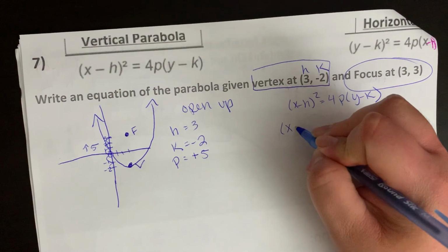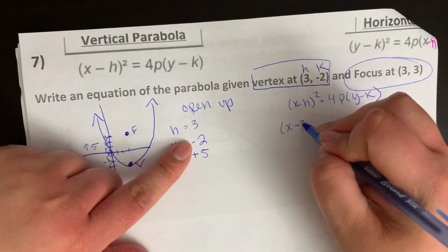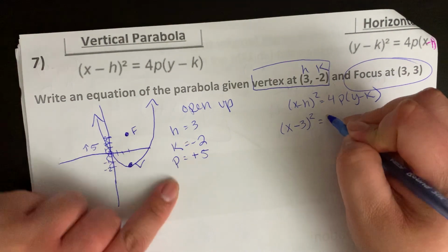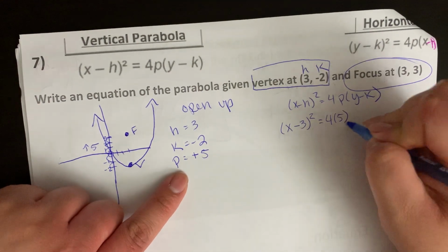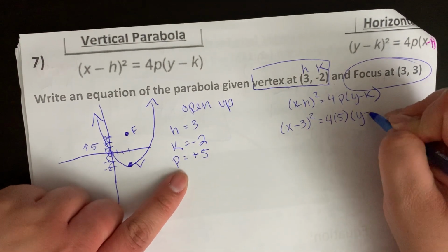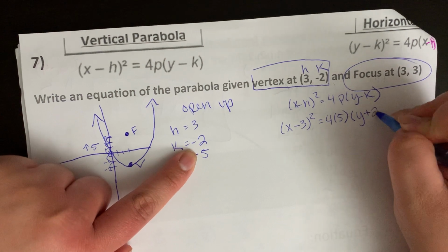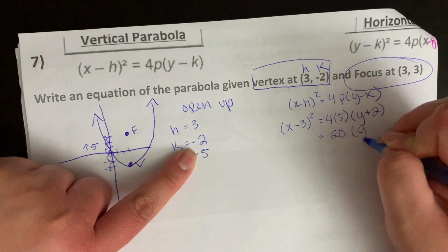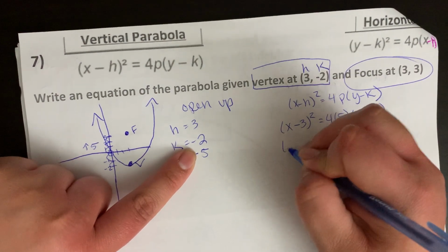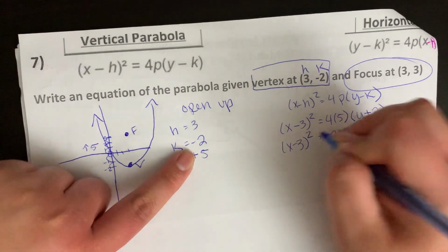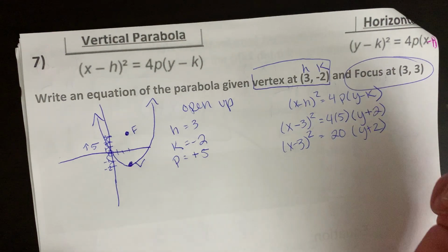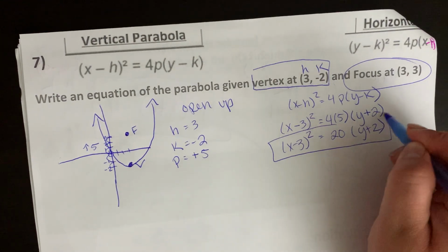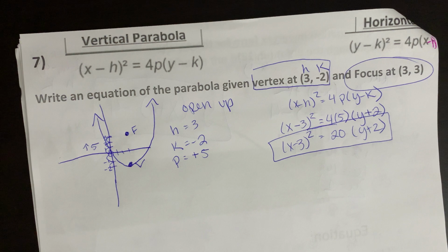So then now you have what you need. So you have (x - 3)² equals 4 times 5 times (y - (-2)), so y plus 2. So we simplify: we have 20 there, (y + 2), and then (x - 3)². Now remember, your answer could look like this and you could be done.